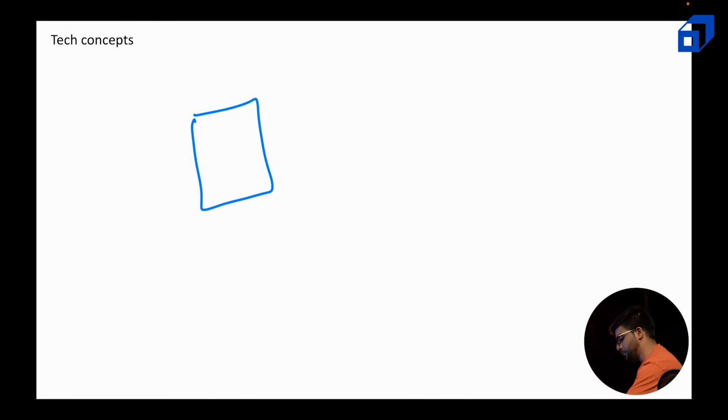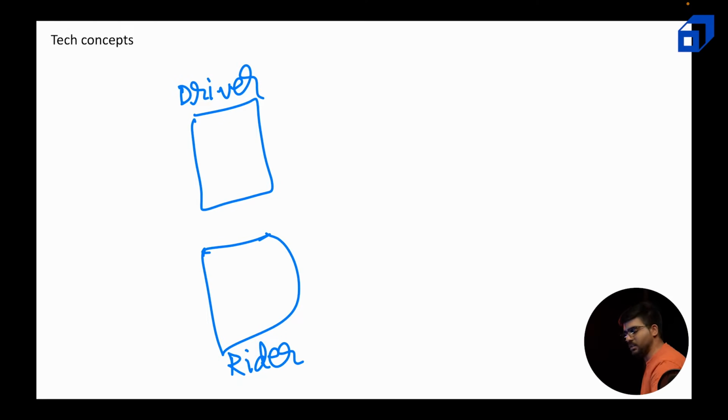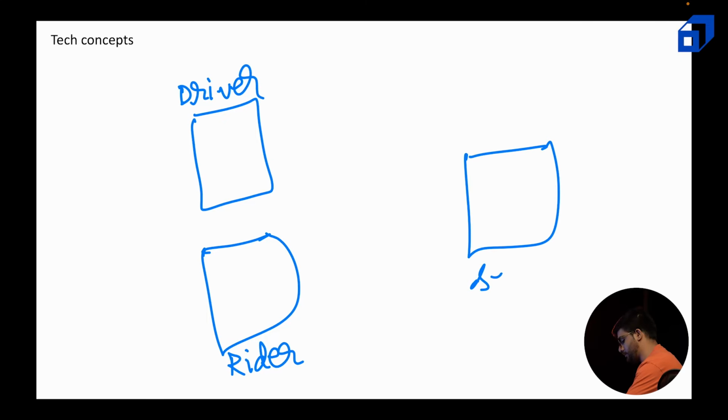Starting with the most basic one: how are the driver and the rider able to communicate with the Uber servers? So I'll create a superficial diagram of this. When I say rider or user, I mean one and the same thing, so I might use these terms interchangeably during the course of the video. Ideally both the driver and rider are going to communicate with each other only via the server.